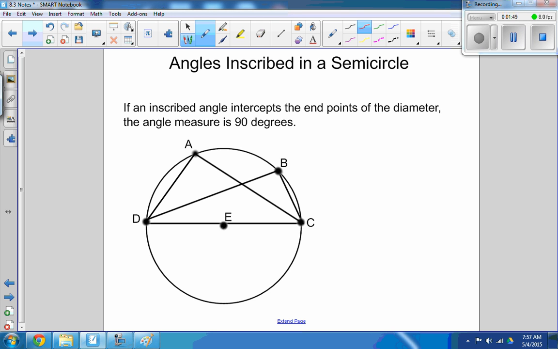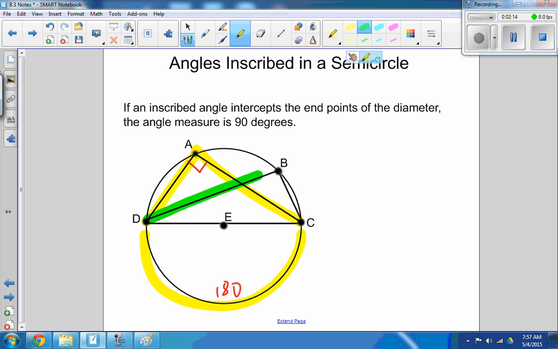If an inscribed angle intercepts the endpoints of the diameter, the angle measures 90 degrees. So here we go. We've got this angle DAC. This is creating this arc. Well, we know that arc has a measure of 180 degrees because it's a semicircle. Thus, this angle is half of that. It's 90 degrees.